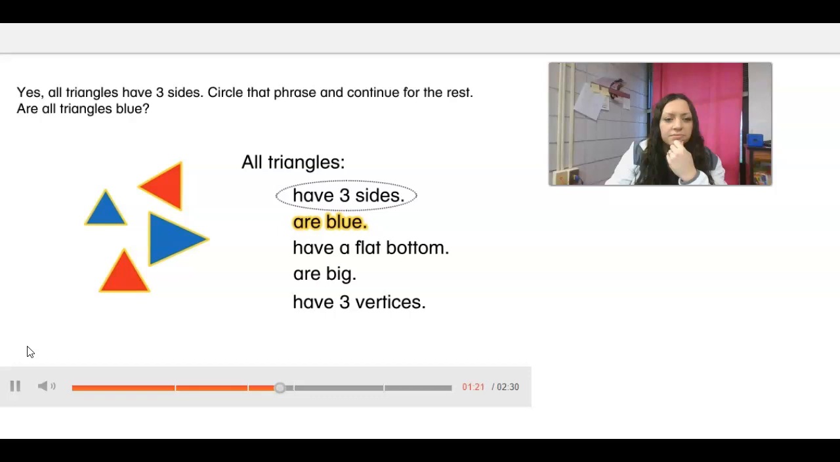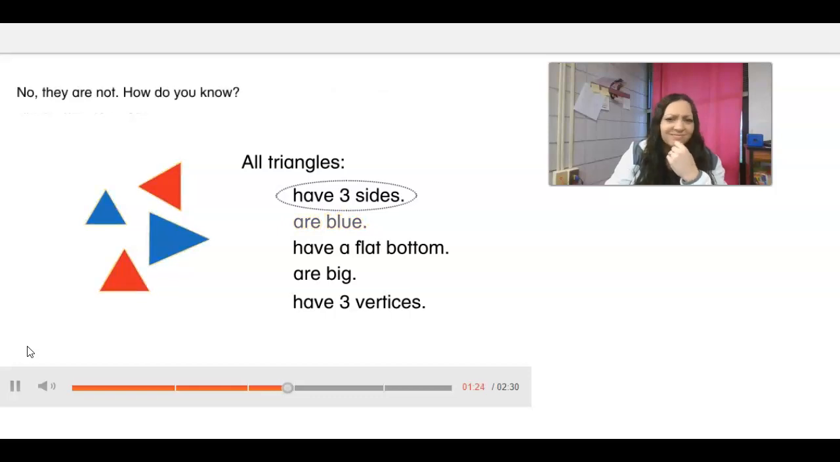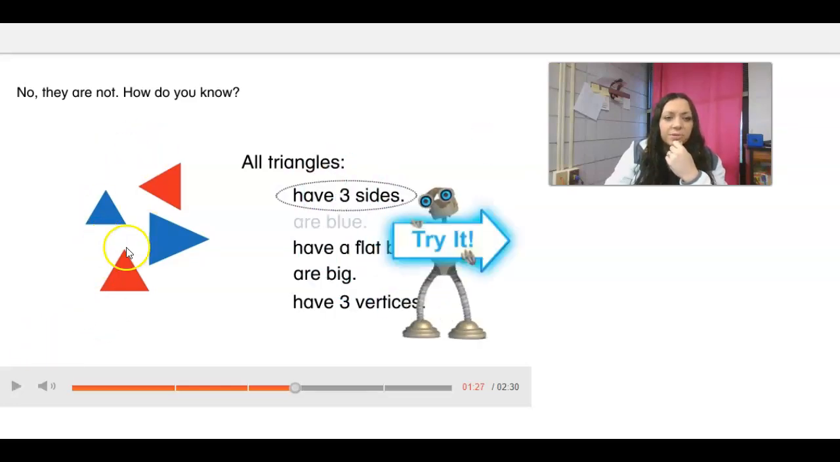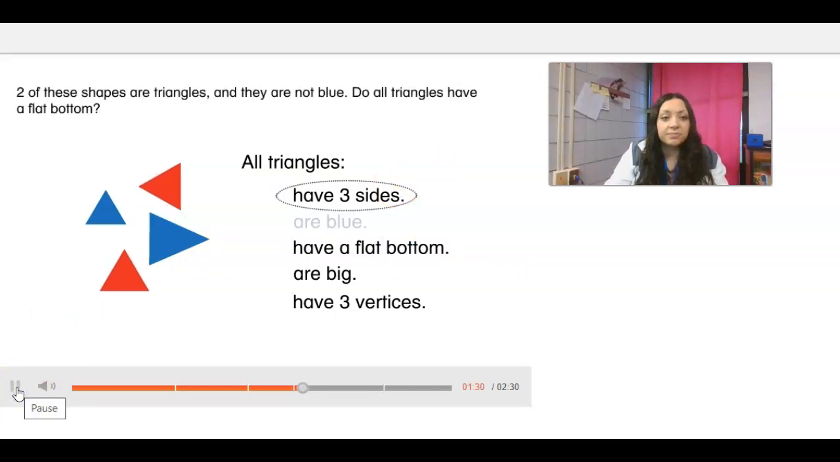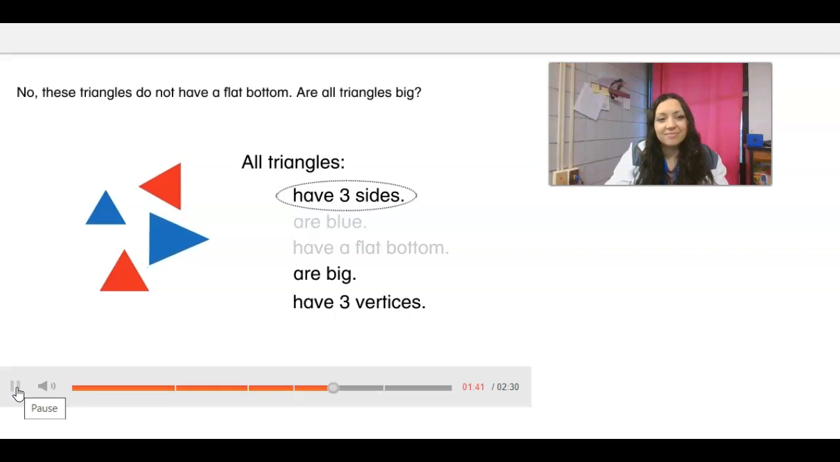Are all triangles blue? No, they are not. How do you know? Oh, because look right here, we have some red triangles and blue triangles, and remember, colors do not define a shape. It does not define it. It can be different colors. 2 of these shapes are triangles, and they are not blue. Do all triangles have a flat bottom? No, these triangles do not have a flat bottom. Are all triangles big? No, triangles can be any size.